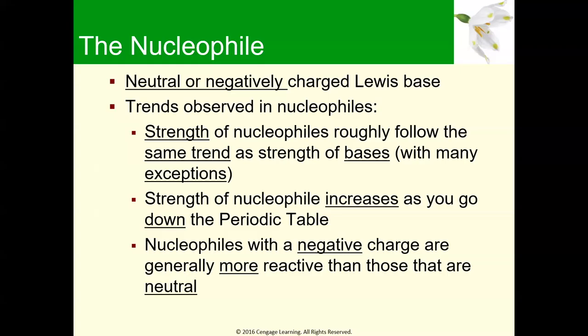Okay, something we have talked about before, that the strength of the nucleophile increases as you go down the periodic table. So for example, sulfur is below oxygen on the periodic table. So nucleophiles that act through a sulfur are stronger than nucleophiles that act through an oxygen. And this one's kind of obvious, since a nucleophile has electrons and wants to react with something positive, if the nucleophile happens to be negatively charged, that's going to be a stronger nucleophile than something neutral. So nucleophiles with a negative charge are generally more reactive than those that are neutral.